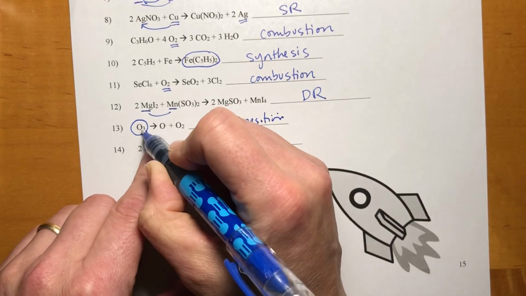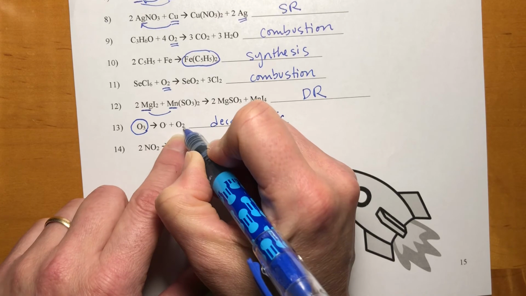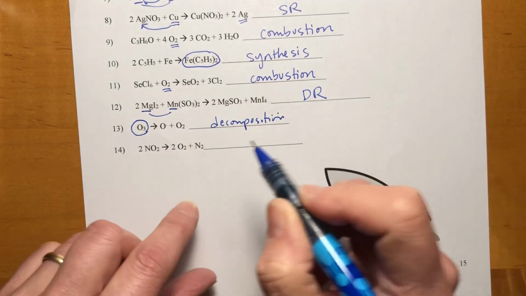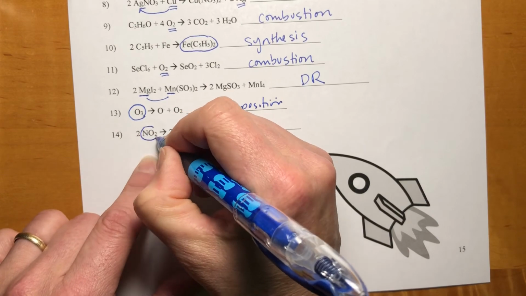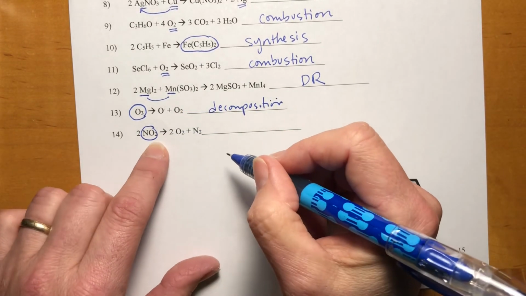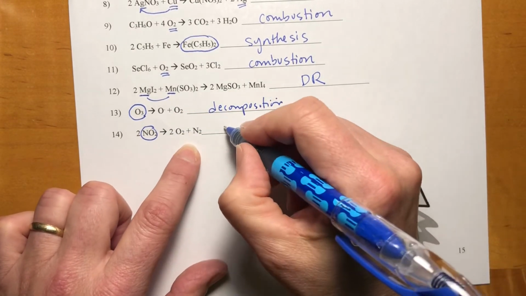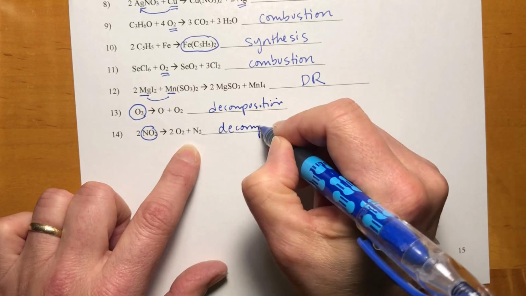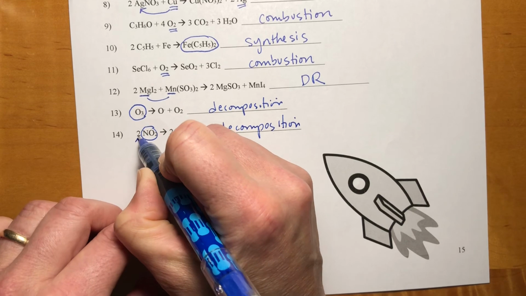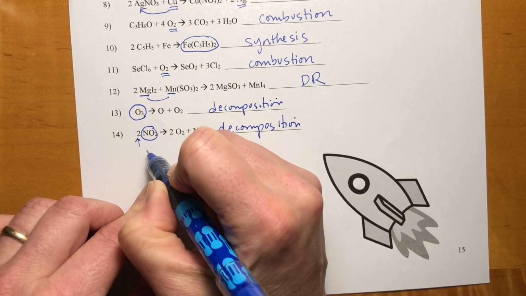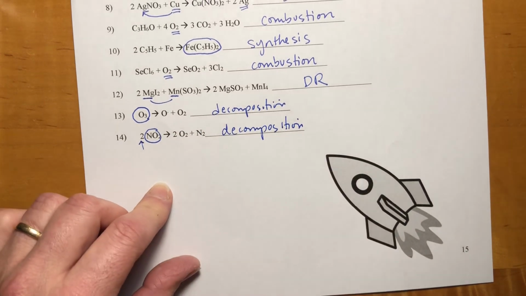This is ozone breaking down into a free oxygen atom and oxygen gas. And then this last one is also a decomposition. There's nitrogen dioxide breaking down into pieces. So that's a decomposition. Notice I don't pay attention to these coefficients at all. Just looking at the elements.